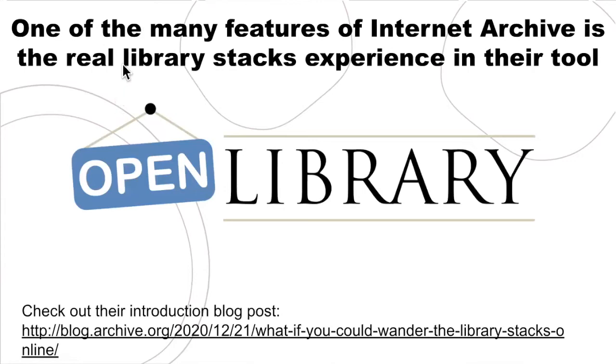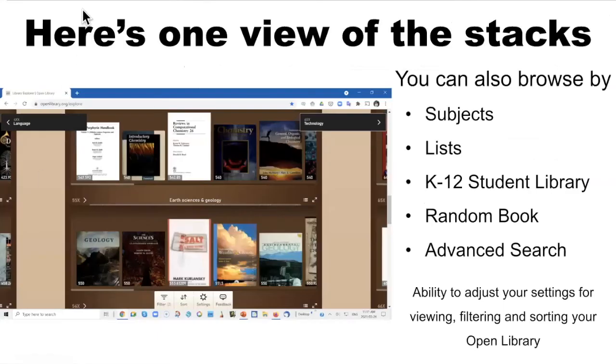One of the many features of Internet Archive is the real library stacks experience in there too. Here's one view of the stacks. You can also browse based on the subject, lists, K-12 student library, so age groups, random book selection, and advanced search. Ability to adjust your settings for viewing, filtering, and sorting your Open Library are also available to you.